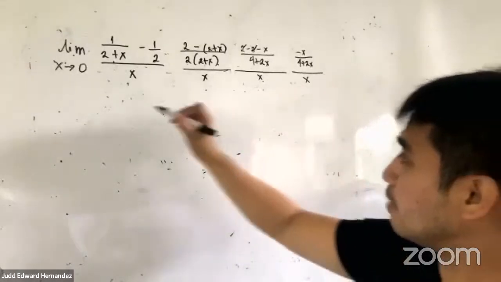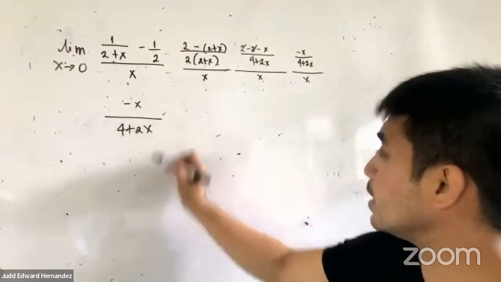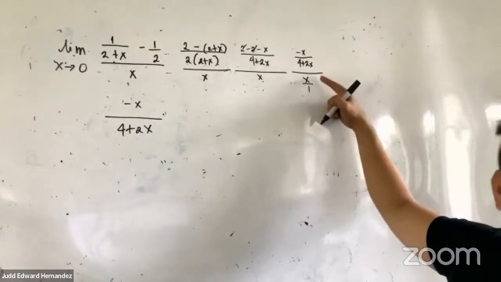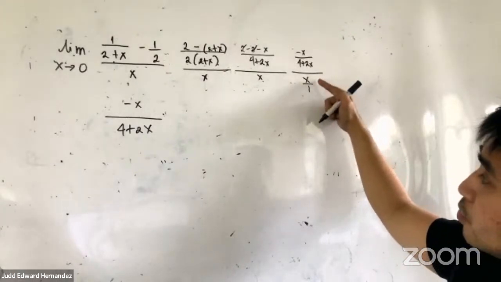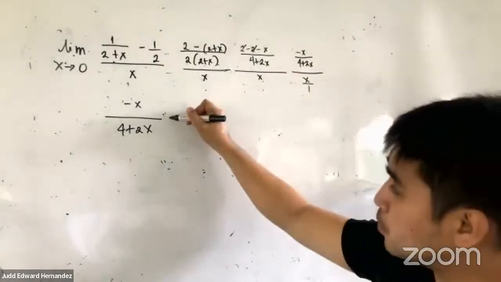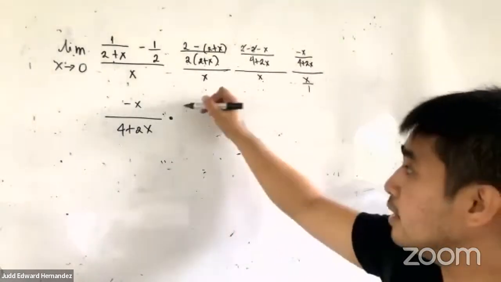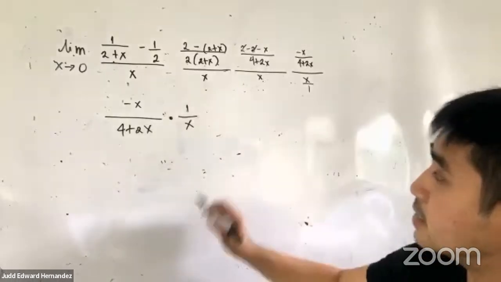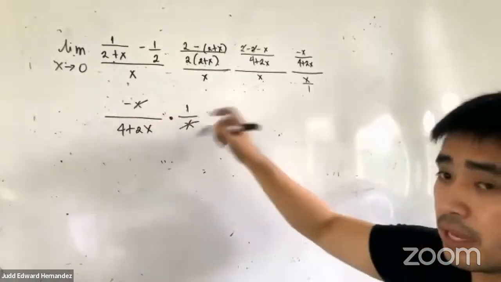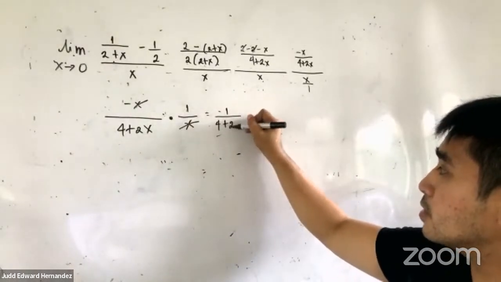Okay, so if we have this given, this is negative x over 4 plus 2x. This is all over x. Therefore, pwede natin siyang gawing x over 1. So kung gusto natin na mawala yung denominator natin, we put on multiplication sign and then get the reciprocal. That is 1 over x. Cancel out x, multiply negative times 1. That is negative 1 over 4 plus 2x.